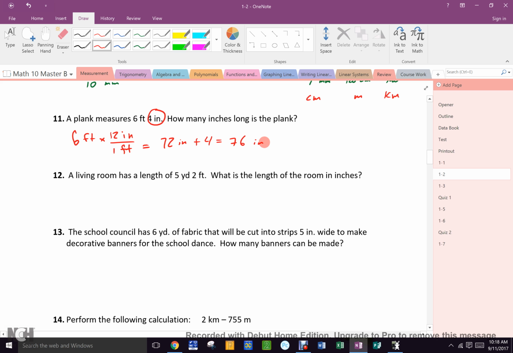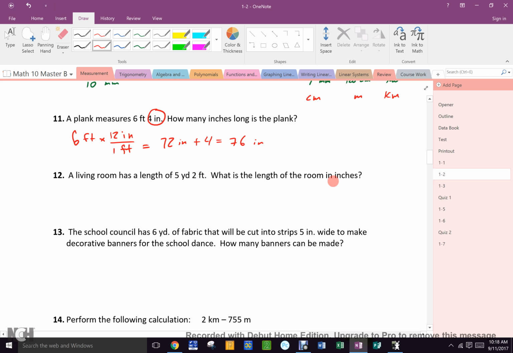Everybody good? This is the easy stuff, right? When we're staying in the same system, right? This is the easy stuff. But remember, the math works the same tomorrow when we start going between the two systems. It's the exact same stuff. So what's this next one?